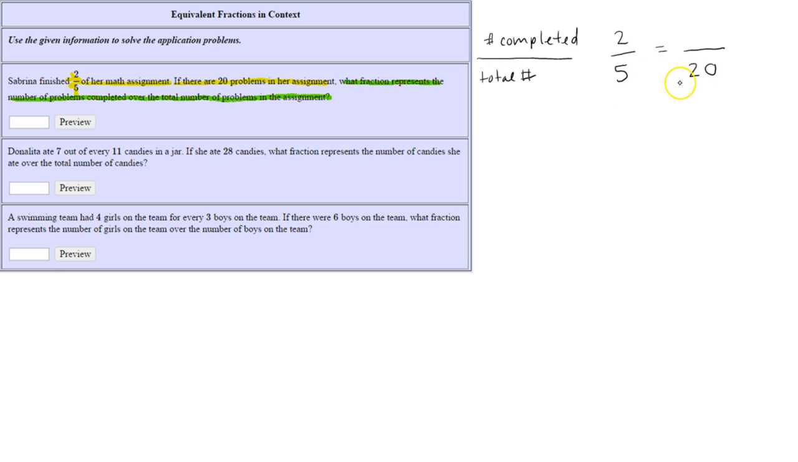Comparing these two values by multiplying, we could say 5 times what number equals 20, or equivalently 20 divided by 5 is 4. So 4 is going to be our multiplier. So if we multiply the bottom number by 4 and the top number by 4, I'm just going to stretch out this fraction. 2 times 4 is 8, and 5 times 4 is 20. Okay. So she completed 8 out of 20 problems in the assignment. Let's look at the next one.